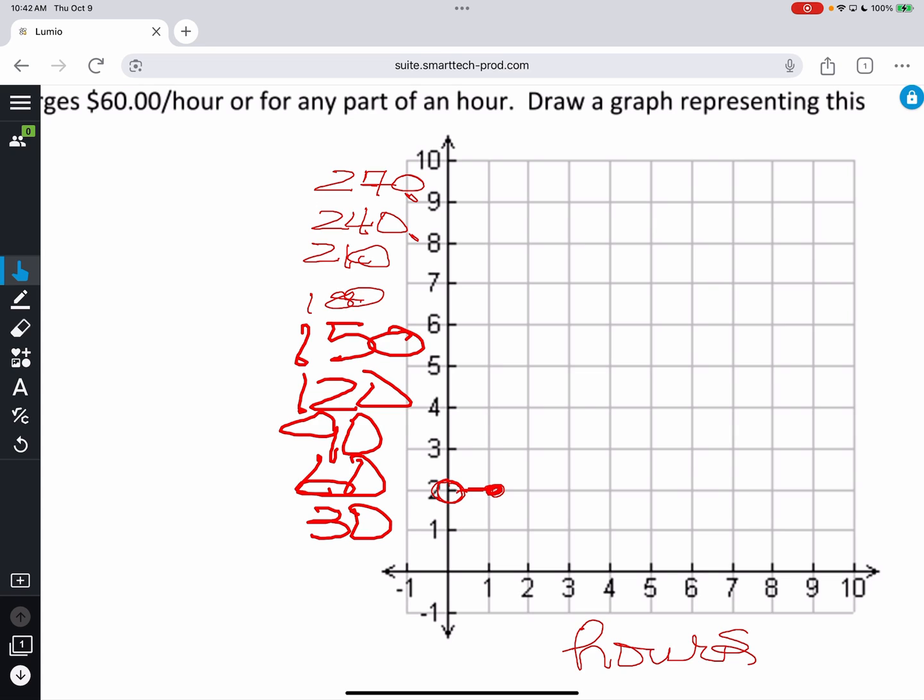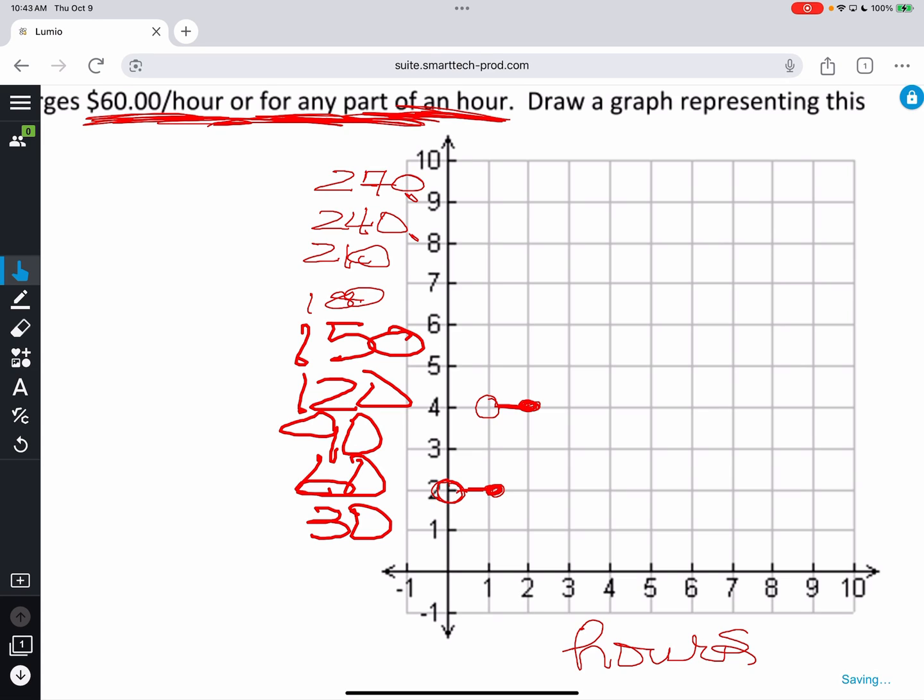So we're going to go up to the 120, and I'm going to put a circle at the 1. And I'm going to go all the way to 2 and put a dot. If you're in there for 2 hours, you're going to pay 120. But if you're in there for an hour and a half, you're still paying 120, because it says, or for any part of an hour.